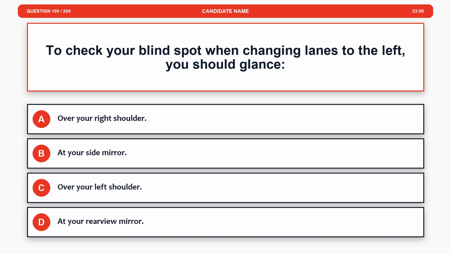Question 100. To check your blind spot when changing lanes to the left, you should glance. Option A, over your right shoulder. Option B, at your side mirror. Option C, over your left shoulder. Option D, at your rear view mirror.